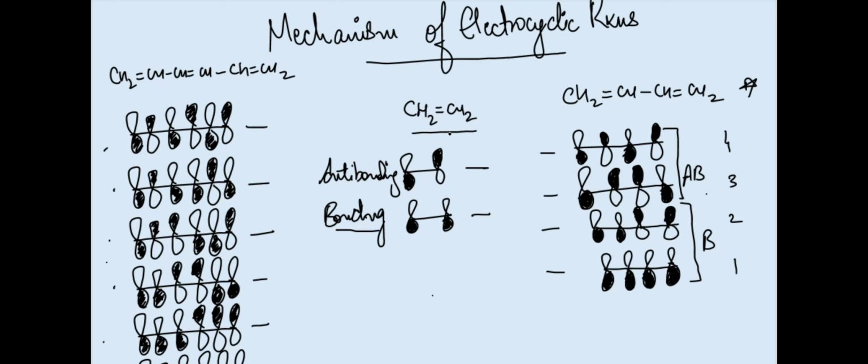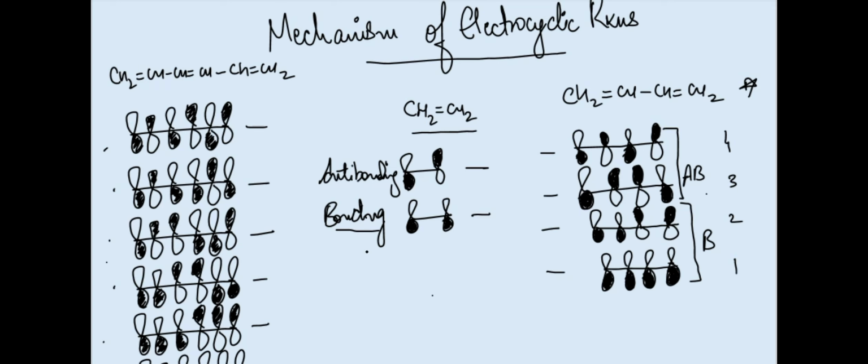Now let's take the simplest example, ethene, the simplest alkene. In case of ethene, we can draw the molecular orbitals by combining two atomic orbitals, two p orbitals. For each carbon, I have taken one p orbital. You can see a shaded and unshaded region; the shaded region of the p orbital is the region where the probability of finding an electron is maximum.